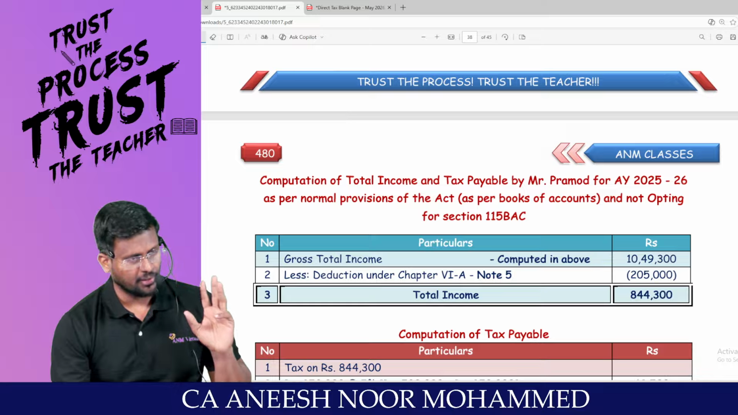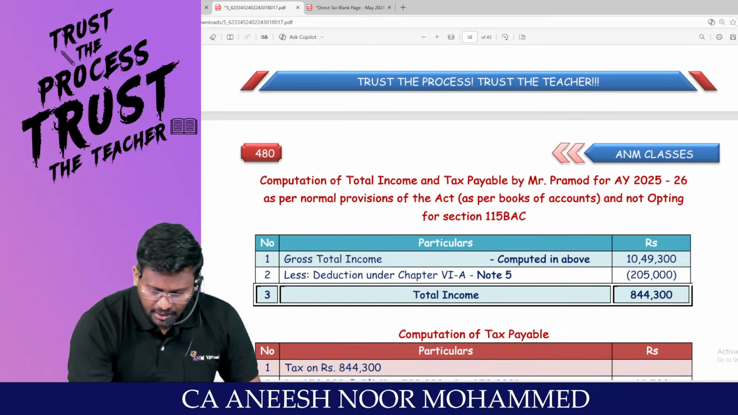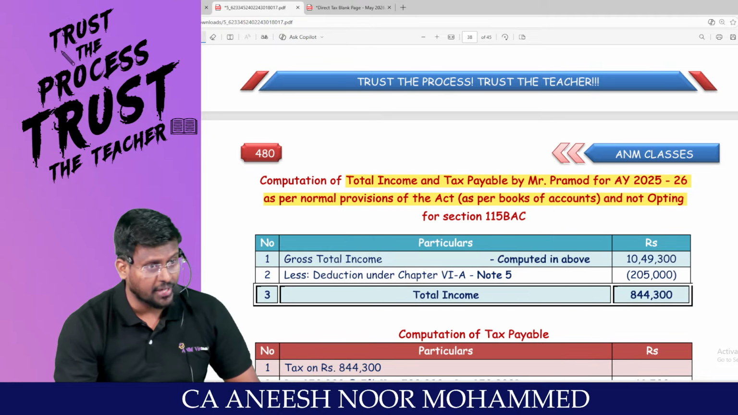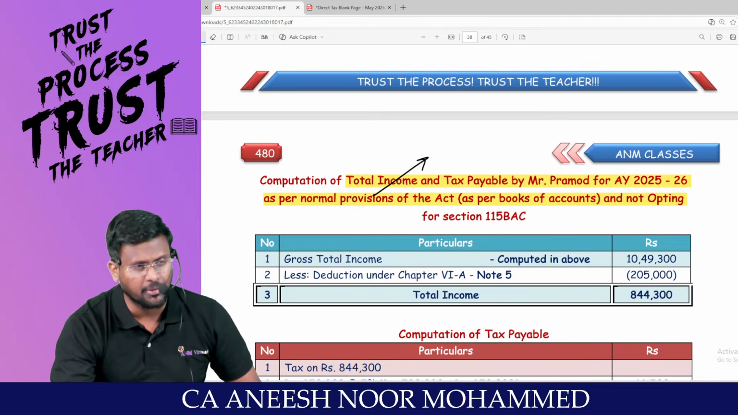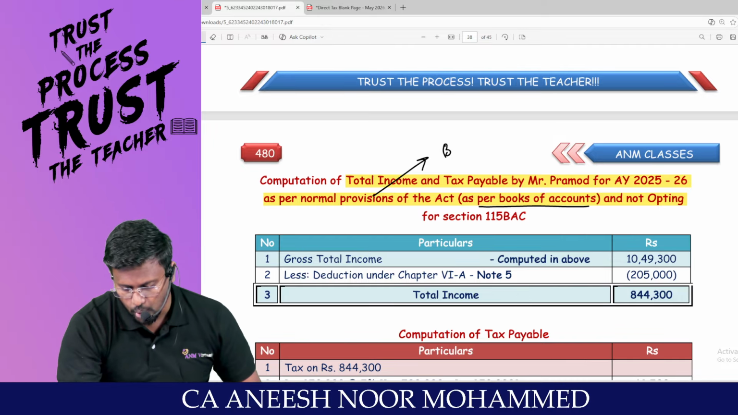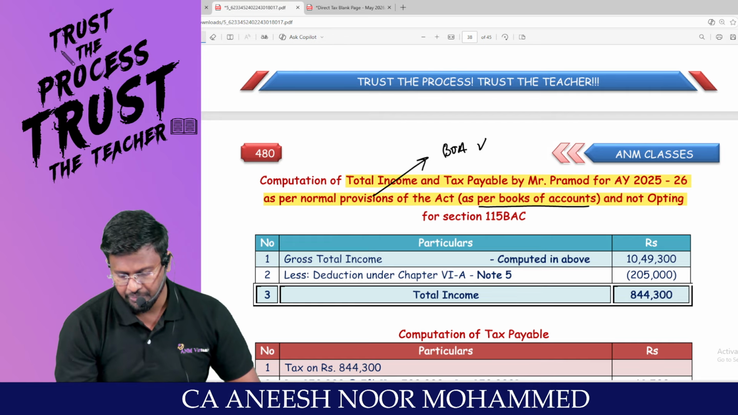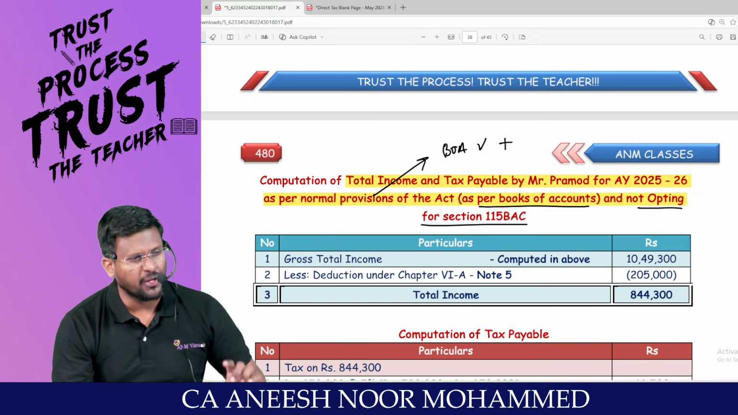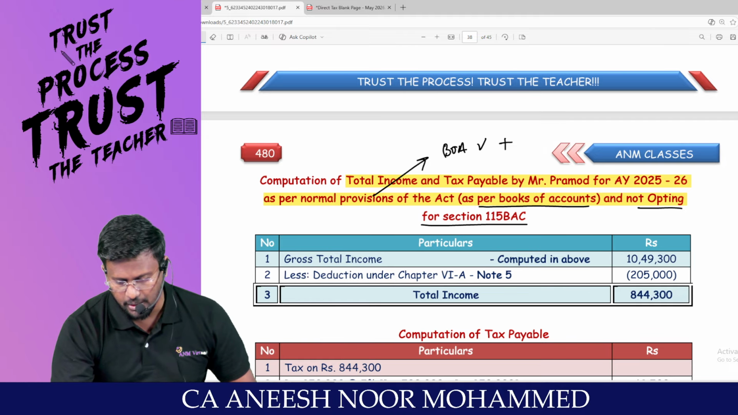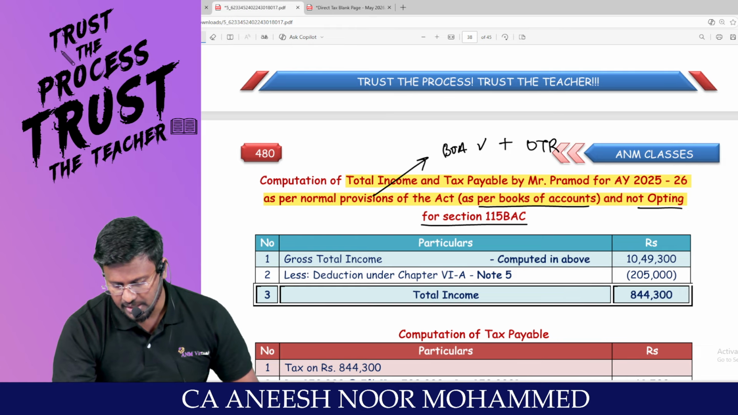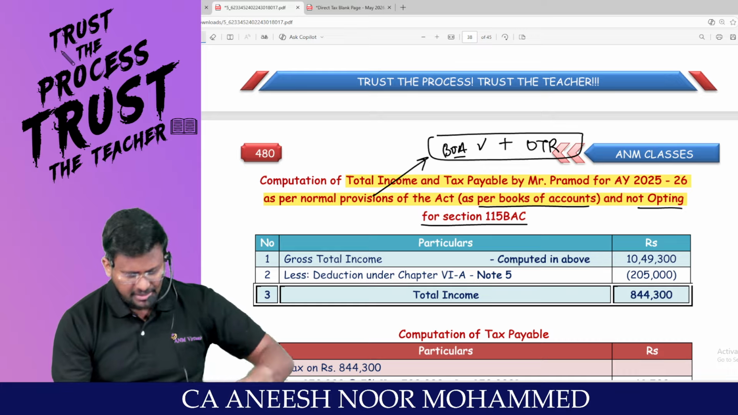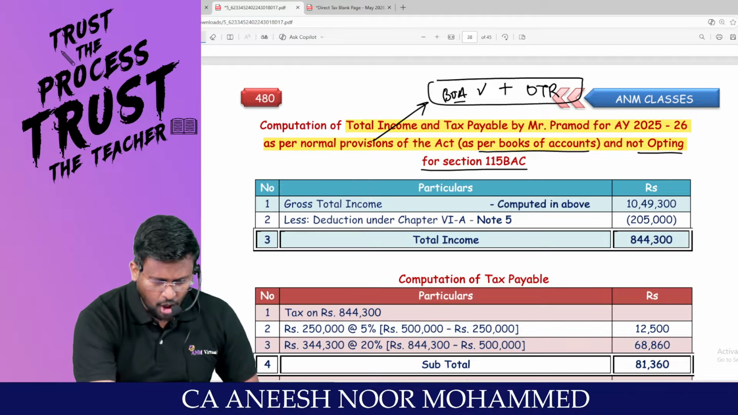Now the third one, sir. Total income and tax payable by Pramod as per the normal provisions of the act. That means I am not going to travel through the presumptive taxation route. I am going to travel through the books of accounts route. Am I right? Plus, sir, I'm not opting for section 115BAC. That means I'm going to travel through the optional tax regime. Already books of accounts we have done. That means simple. What is the gross total income?